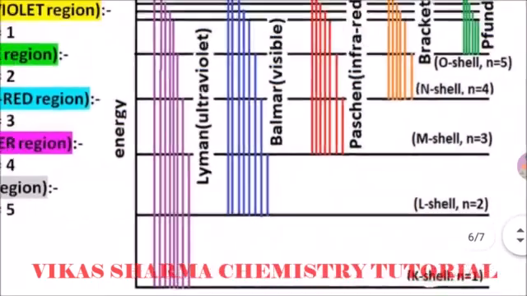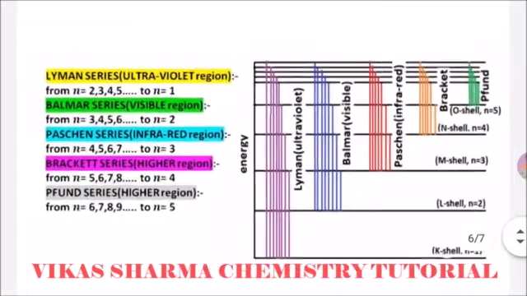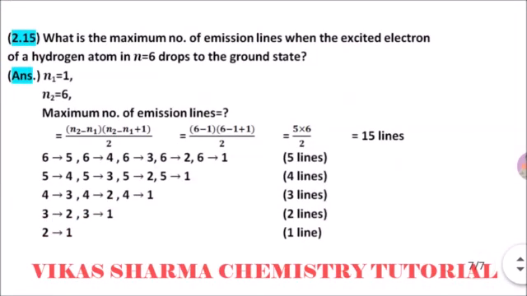So electrons obey this formula, and different types of line spectra are formed, and different types of radiation they emit: ultraviolet, visible zone, infrared zone, Brackett and Pfund series. So they obey this series. So students, the question is based on this topic.